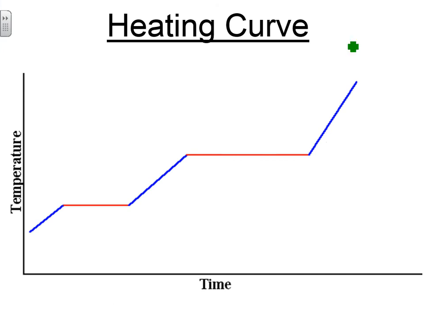Now, the heating curve is a type of graph that shows a substance going through the three phases of matter, from a solid to a liquid to a gas. And there are five distinct portions to the heating curve.